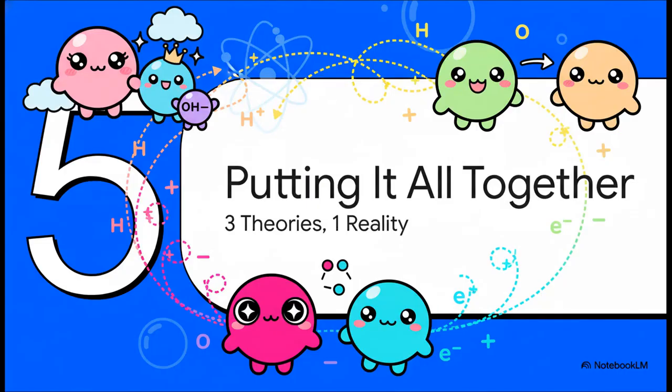Okay, so we've got 3 theories: Arrhenius, Brønsted-Lowry, and Lewis. Are they all competing with each other? Which one is the right one? Well, the answer is they all are, really, just in their own way. They're just describing the same reality at different levels of detail.